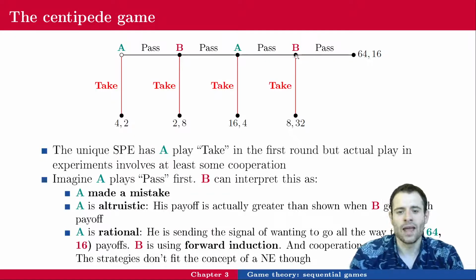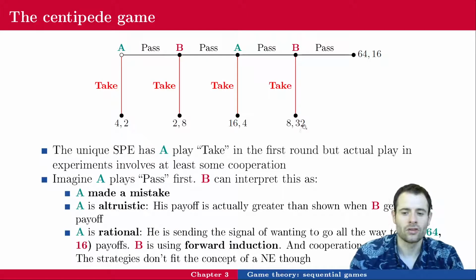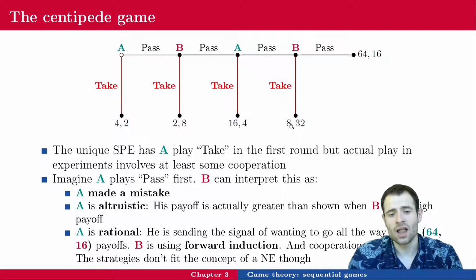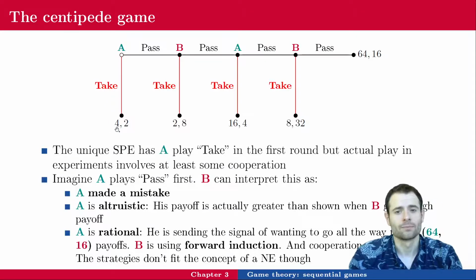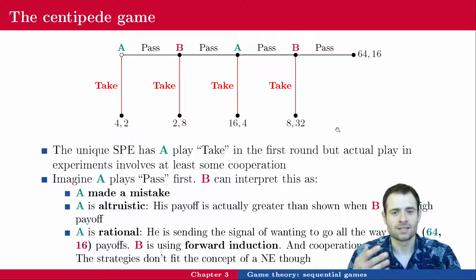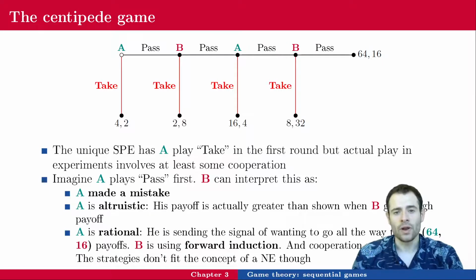Or he could say, well, I am at the very end. I'm going to be selfish, and I'm going to take and go for 32. Note that A would make a payoff of 8, which is still higher than the first 4. The idea is backward induction doesn't always predict human behavior. Forward induction can be used sometimes to see cooperation where the subgame perfect Nash equilibrium would not predict any.